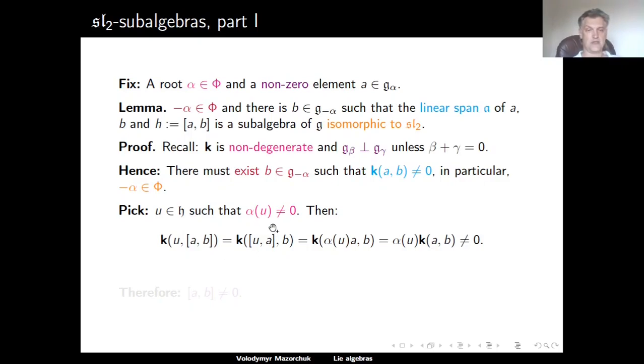Alpha of U is non-zero because of our choice of U, and K of A, B is non-zero because of our assumptions before. So this means that this expression is non-zero, and in particular, the commutator of A and B must be non-zero. So we deduce that if we have a non-zero element A in G sub alpha, there must exist a non-zero element B in G sub minus alpha, such that the value of the Killing form at the pair A, B is non-zero. And in this case, the commutator of A and B is non-zero as well.